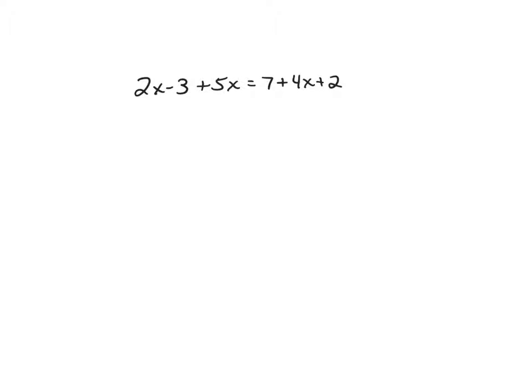Here's another problem that looks rather long, but I want to remind you that the very first thing you always need to do is combine any like terms that you might have on either side. So I'm taking a look at that left-hand side and I see I have common terms of 2x and 5x. And remember, the operation in front of that 5x tells me what to do with that. So it's 2x plus 5x. So what I really have is 7x subtract 3 on the left-hand side.